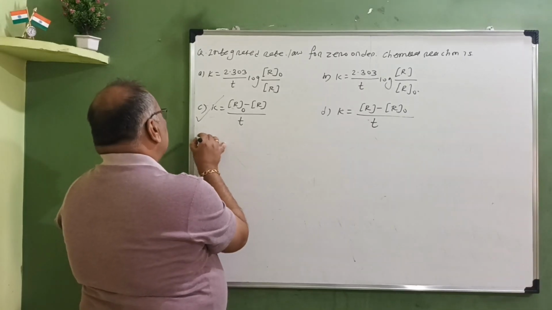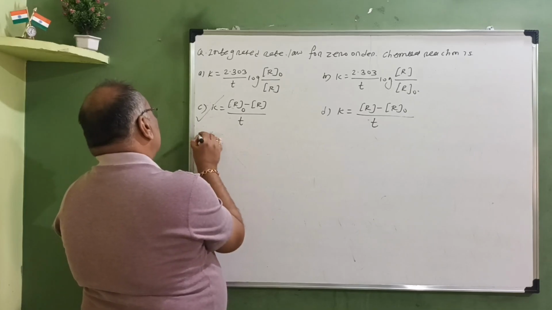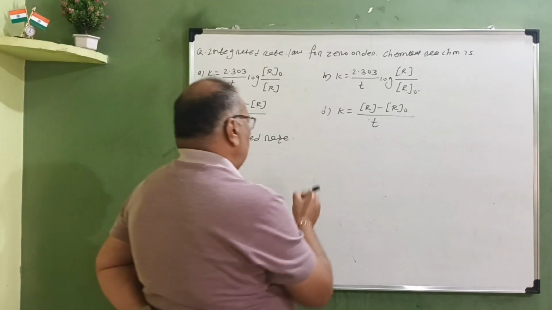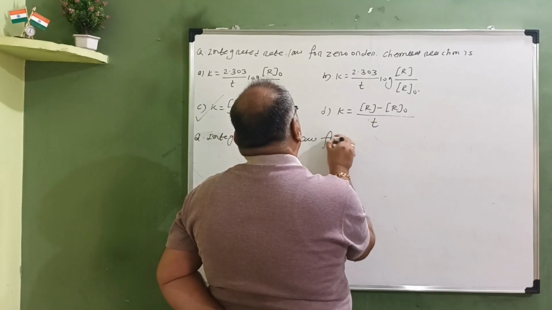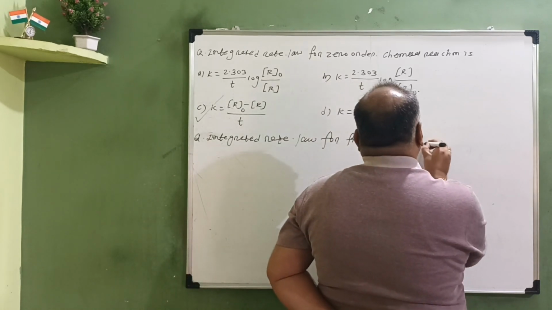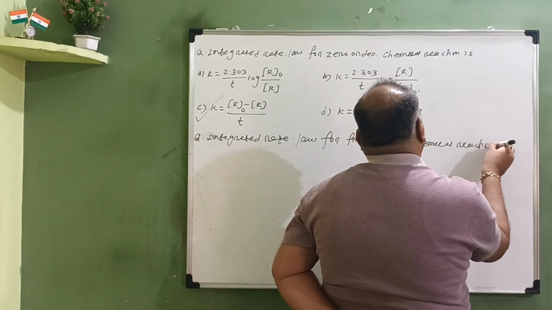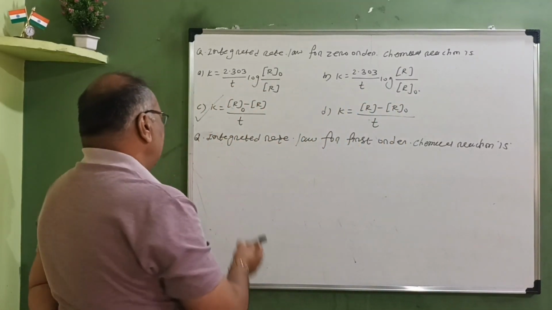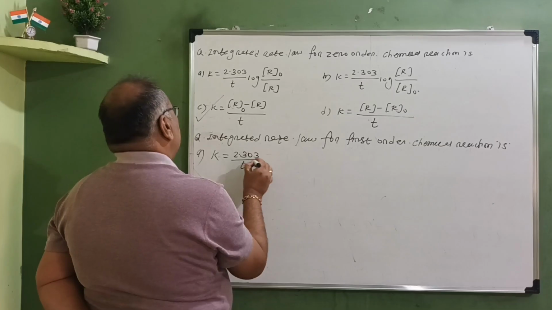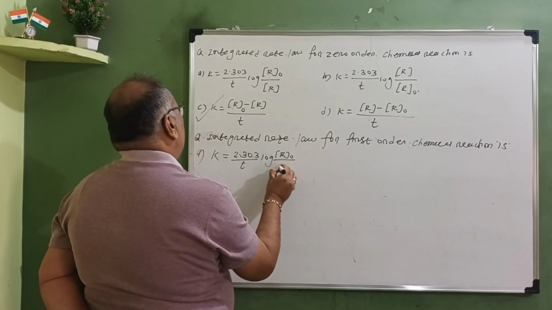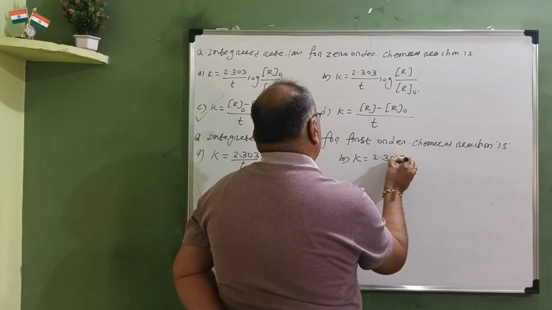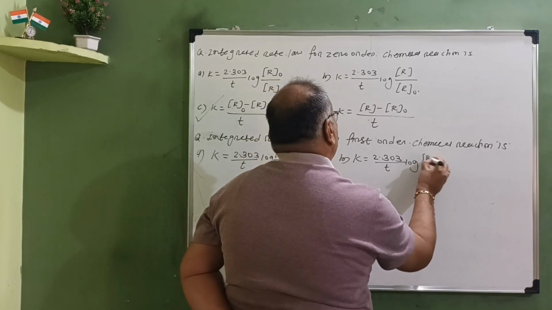Now next question: integrated rate law for first order chemical reaction is, again number A, K is equal to 2.303 upon t log of R0 upon R. Number B, K equal to 2.303 upon t log of R upon R0.